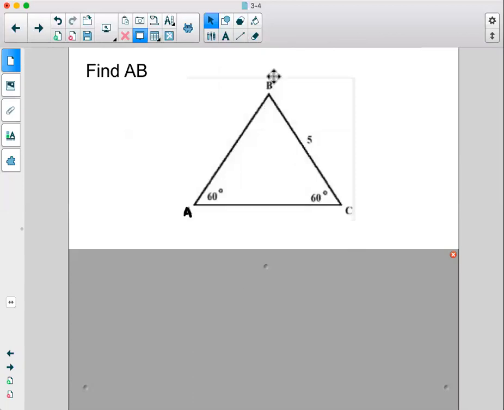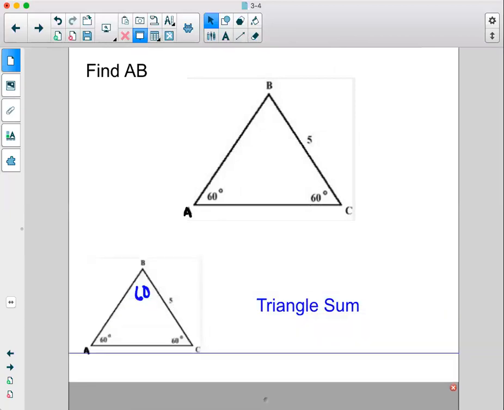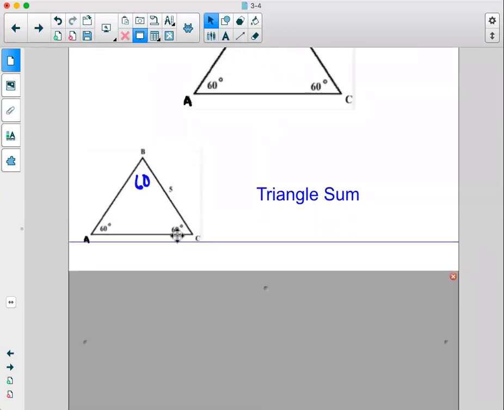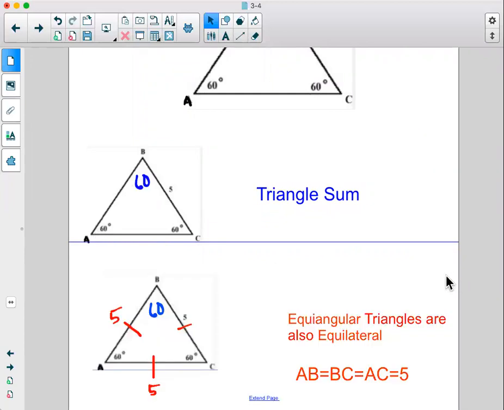So pause and find the length of AB, and then press play for the solution. The first thing we would do is use triangle sum to find our missing angle. Once we've done that, we see that these three angles are all 60, which means it's equiangular, which tells me it's also going to be equilateral, in which case all three sides will measure 5 units.